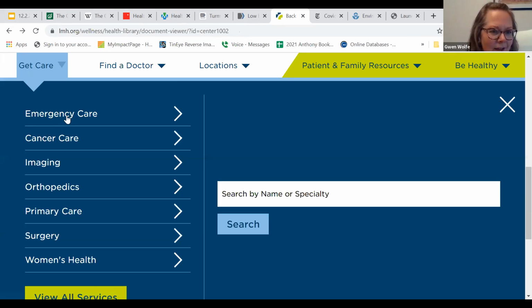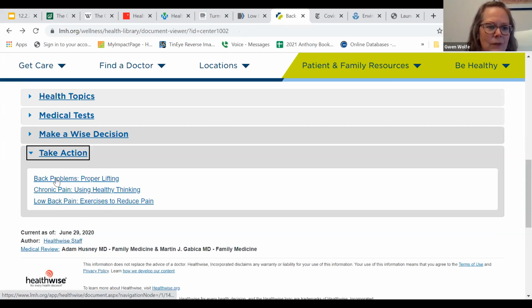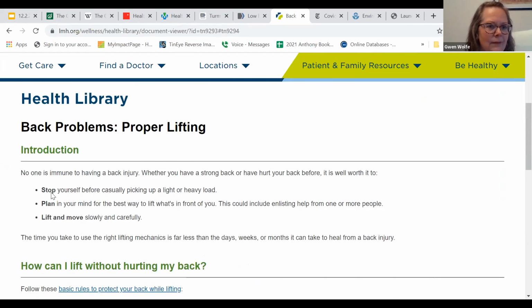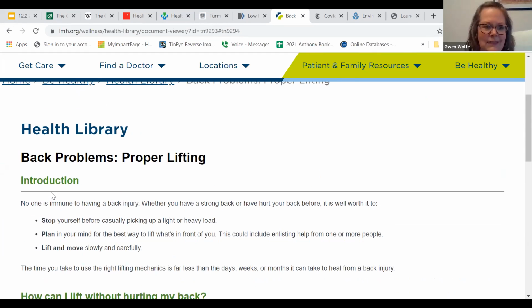Okay, and then just to cover this last tab, taking action, a few more links that will hopefully direct you so that if you want to take the next step, if you want to learn about proper lifting, that was the one I chose. It just helps you with that action plan so that you know the next step that you can take.